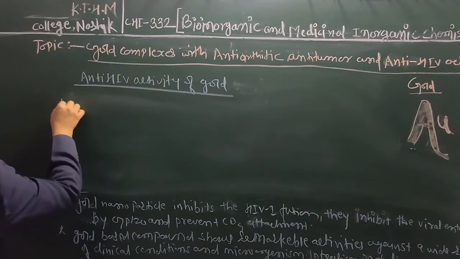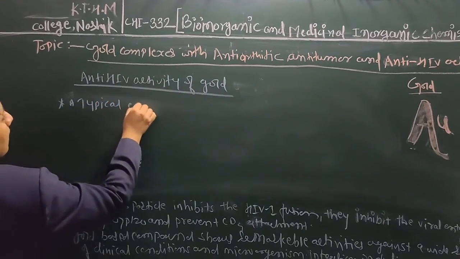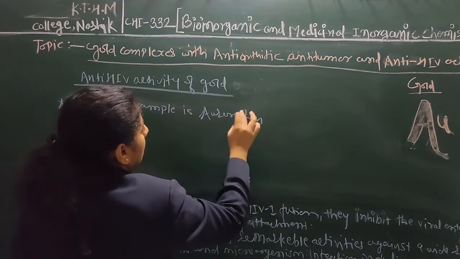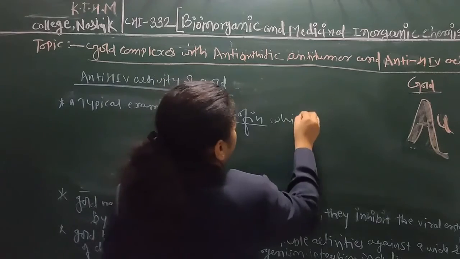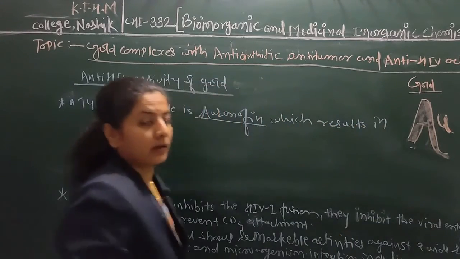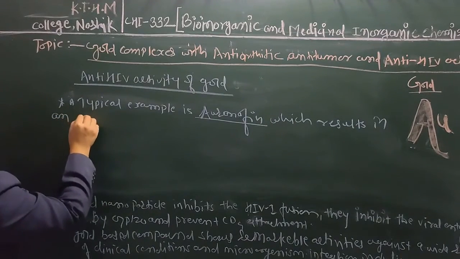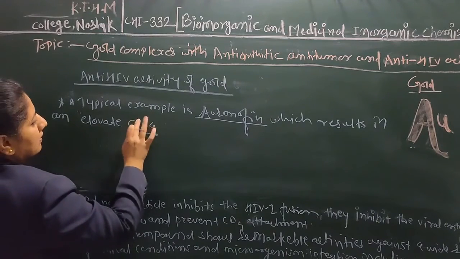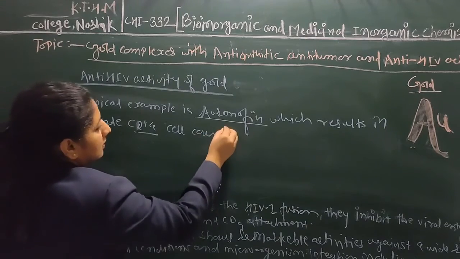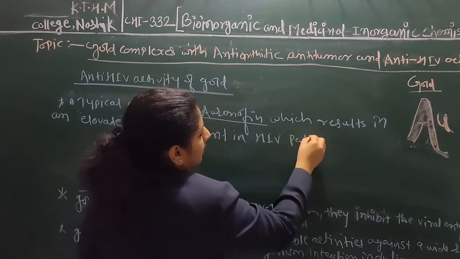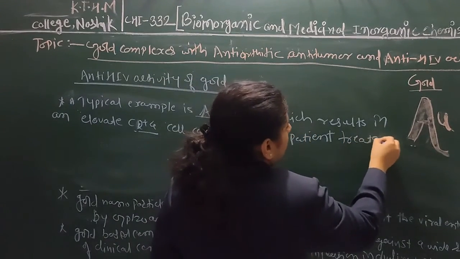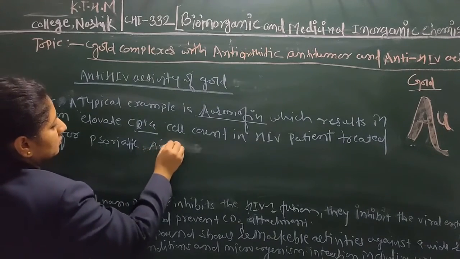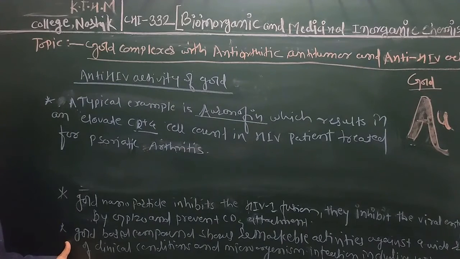An example is Auranofin, which results in an elevated CD4 plus cell count in HIV patients treated for it. These are all about the antiviral activity of gold complexes.